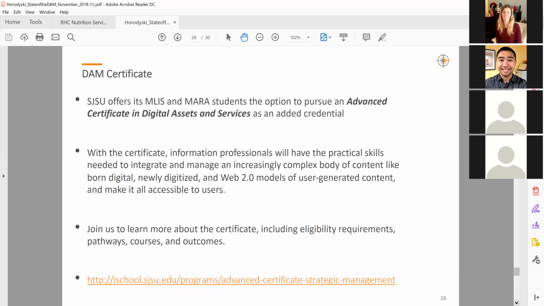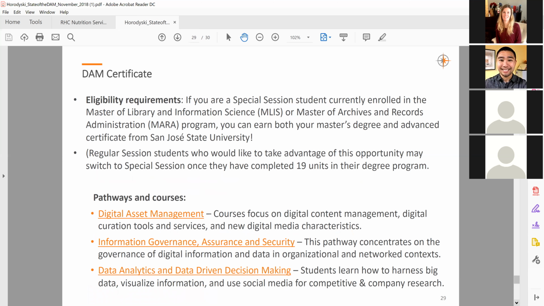Now, there are some benefits and requirements to consider that I want to talk about on the next slide. So if you are a special session student, you can earn both your master's degree in the MLS and also the MARA side of that as well. If you are a regular session student, you might want to take advantage of this opportunity and switch over to get some of the other benefits. You'll get in courses such as mine on digital asset management.